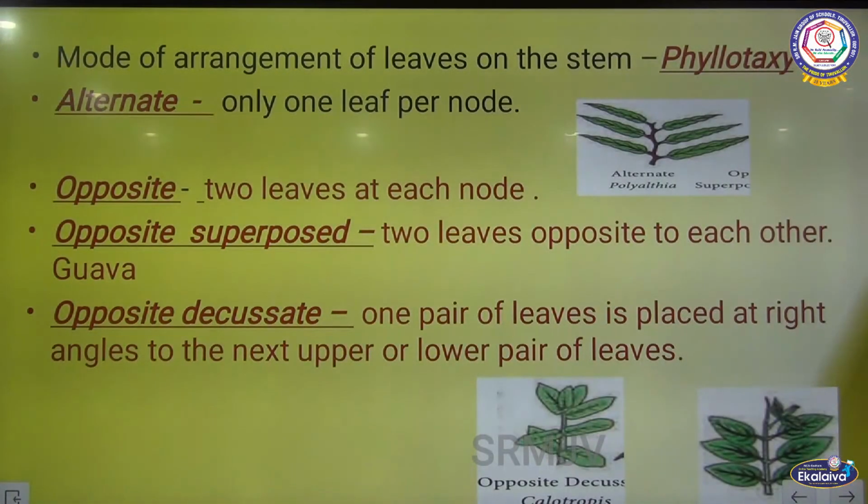Alternate is only one leaf per node, then you call it alternate. If two leaves are there at a node, you call it opposite. If they face each other, then you call it opposite superposed. And in Calotropis, you can see, children, an arrangement where one pair of leaves is placed at right angles to the next upper or lower pair of leaves. Then you call such an arrangement opposite decussate.